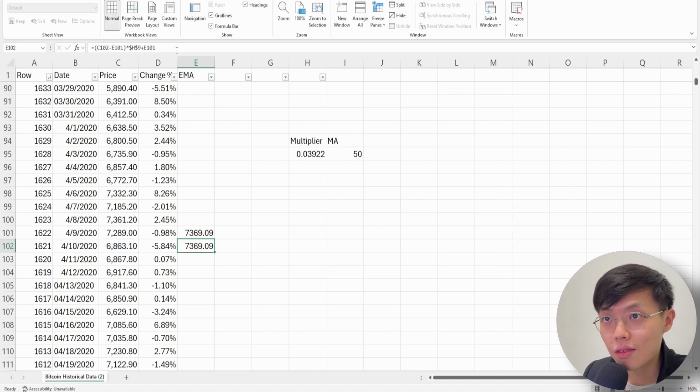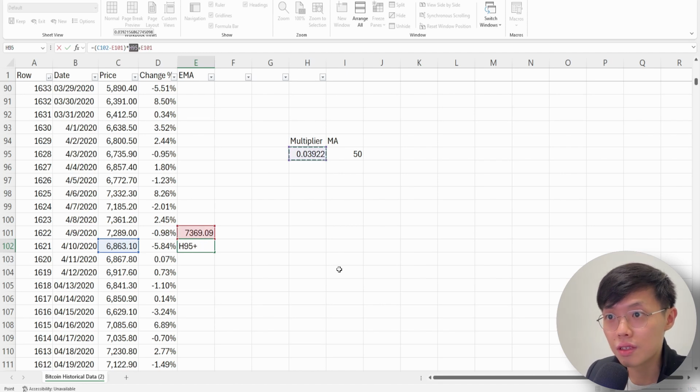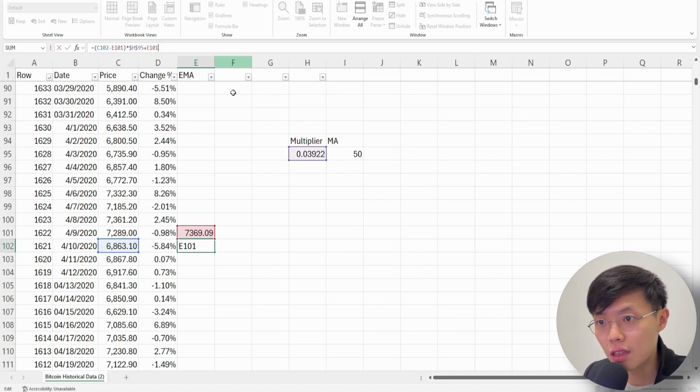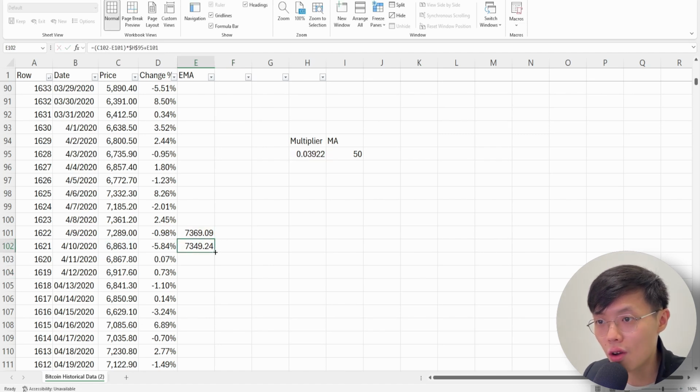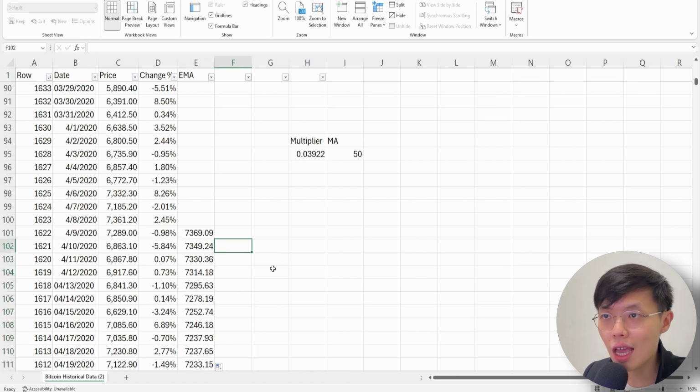So right now, close minus previous EMA, times the multiplier reference. Again, close minus previous MA or EMA, in this case the MA, times the multiplier, which we need to lock, and plus the previous EMA. With that, we can apply to all. Just double click on this black dot right here. So we have our EMA.